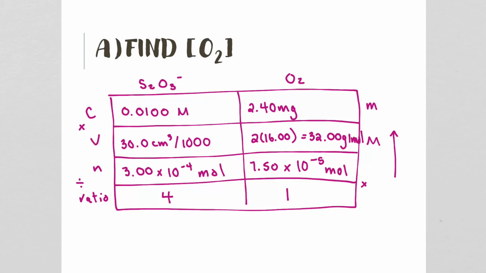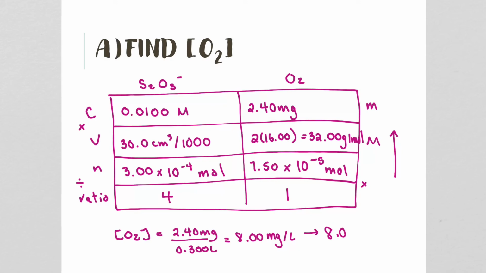However, we're not quite finished because we need to find the concentration of the O2. So we need to remember how much we had originally. So it's 2.40 milligrams in 300 milliliters, or 0.300 liters. So that's going to be equal to 8.00 milligrams per liter, which is also equal to 8.00 parts per million. So there's our concentration of oxygen.